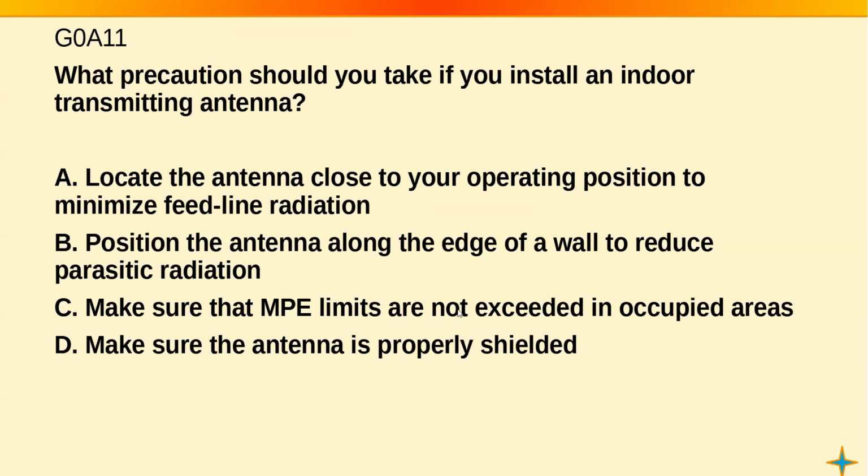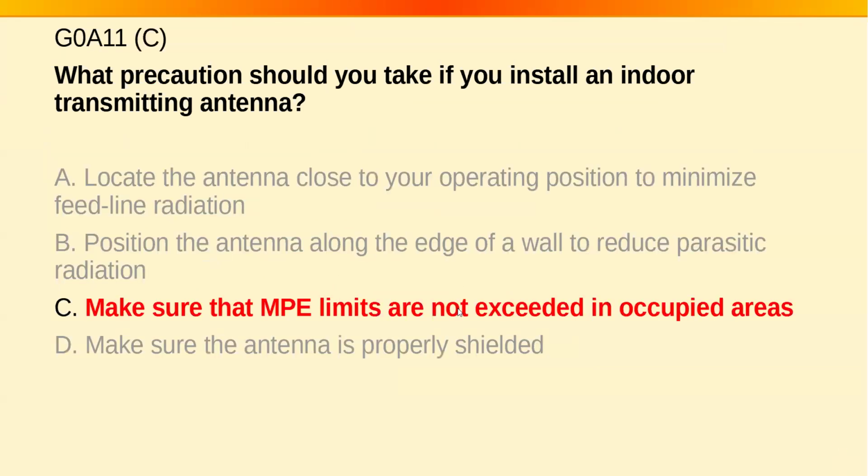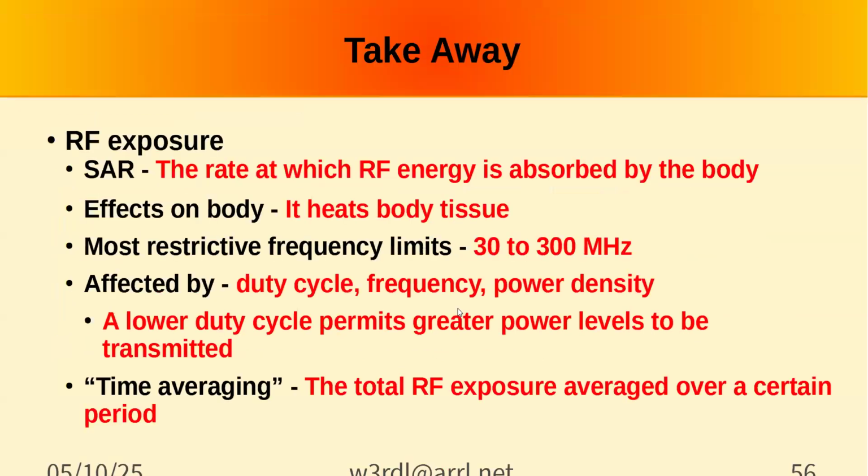Reduce that feed line loss. So we talk about what SAR meant, what the effects on the body of heating, basically heating your body tissue, because it's not ionizing radiation. It's non-ionizing, so all it can do is heat. But enough heat will cook you.